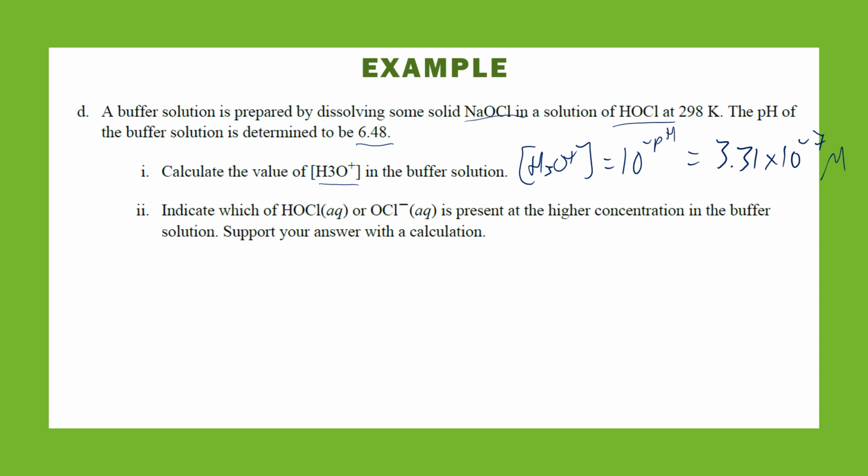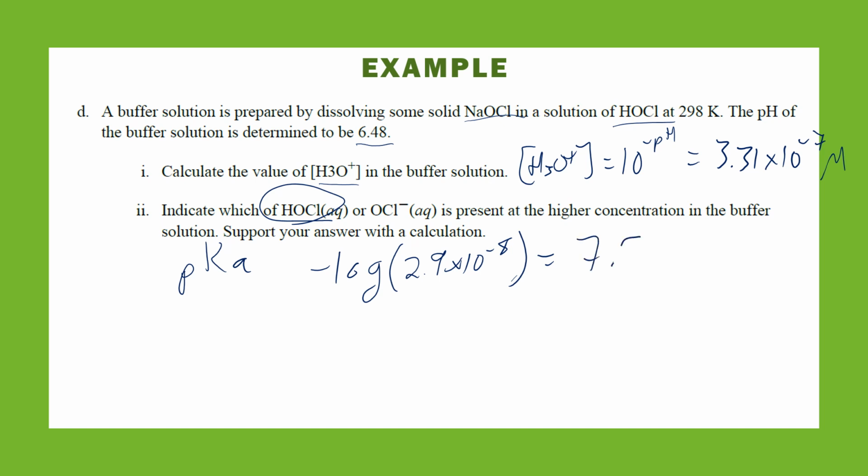And then it says indicate which of the acid or the conjugate base is present at the higher concentration in the buffer solution and support your answer with a calculation. I think that the easiest way to solve this is probably to find the pKa. Okay, so if you take the negative log of the Ka value for this acid, which is 2.9 times 10 to the negative 8, we get the pKa, which is 7.54. So my pKa is larger than the pH, which is 6.48.